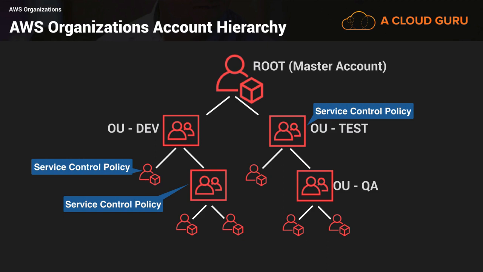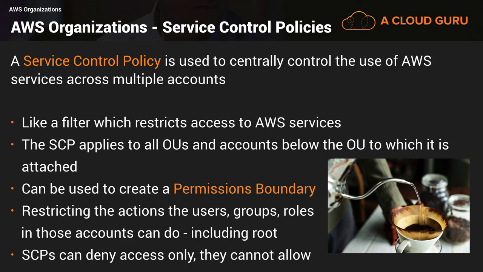And the organizational model is really like a hierarchy. When you attach a service control policy to an organizational unit, that service control policy is then going to be inherited by any account or organizational unit which is underneath that organizational unit. So a service control policy is used to centrally control the use of AWS services across multiple accounts, and it acts like a filter which restricts access to AWS services. So it applies to all organizational units and accounts below the organizational unit to which it is attached, and it can be used to create what is known as a permissions boundary.